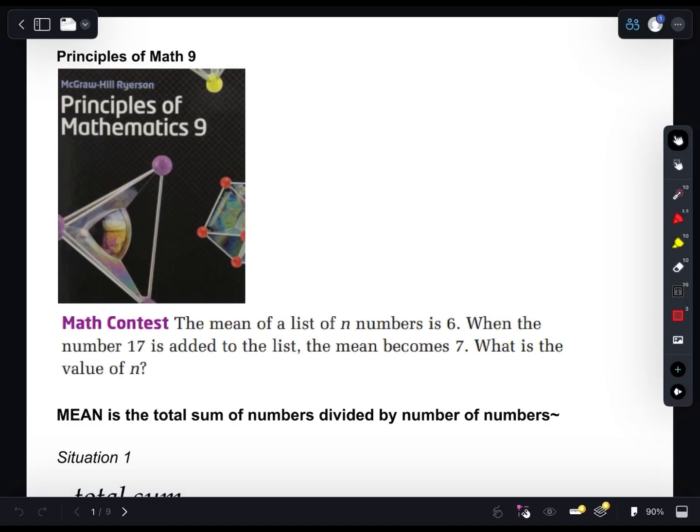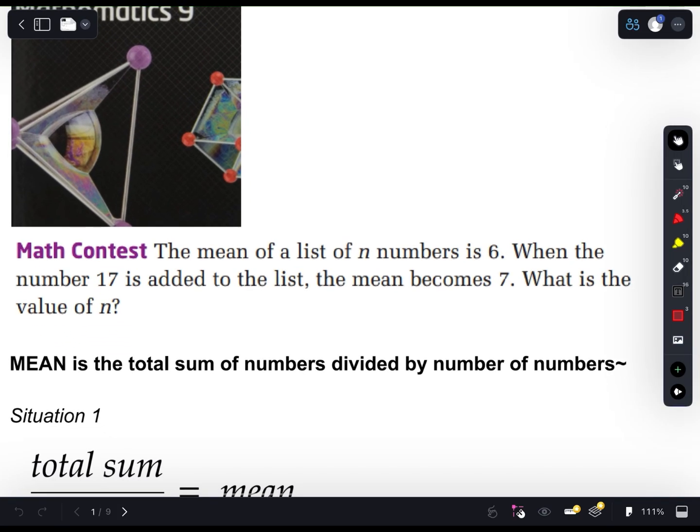The first thing I'm going to look at here is a question from Principles of Mathematics 9. The question is, the mean of a list of n numbers is 6. When the number 17 is added to the list, the mean becomes 7. What is the value of n?